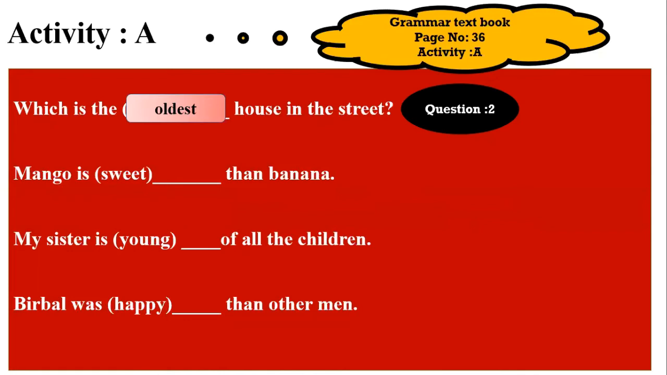Okay, so we use that as a superlative degree. Please write the answer under question number 2. Which is the oldest house in the street? Next one. Mango is sweet than banana. We have to use the word "than" as given.